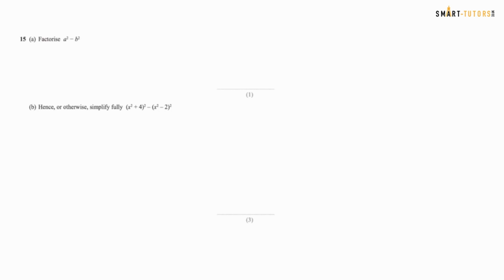Question 15. There are two parts. First one is factorize a squared minus b squared. You have studied this one as the difference of two squares. It is a one mark question, so straight away you can write the formula for that: a minus b, a plus b. So the difference of two squares can be written as a minus b times a plus b.